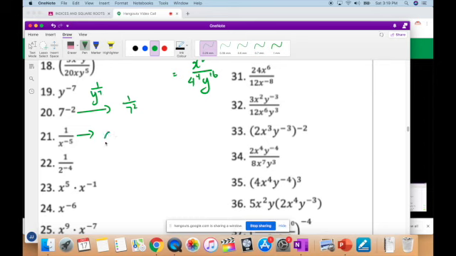Remember the rule: a to the negative m is equal to 1 over a to the m. So I have to take this negative 5 and put a negative sign in front of it. Therefore, 1 over x to the negative 5 is equal to x to the minus m, which is negative 5. So the answer is x to the power of 5. You all got that one?